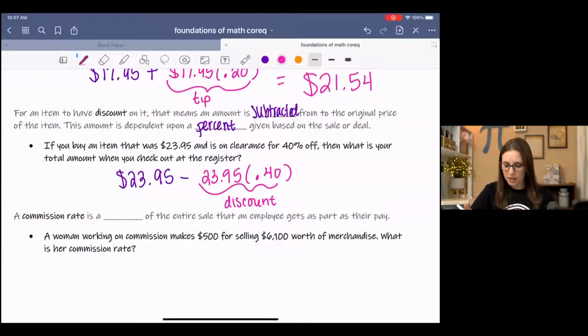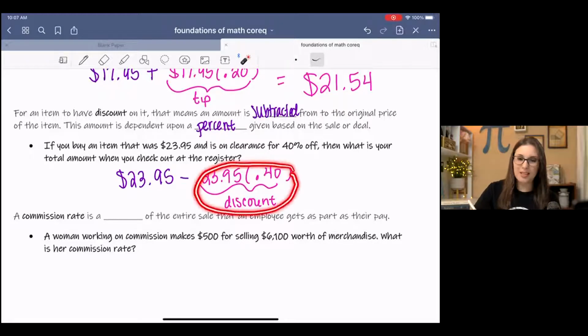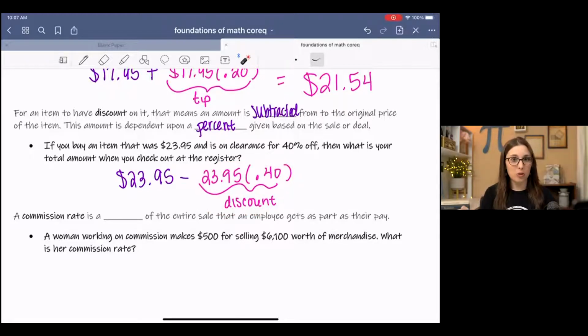So if you wrote an expression, it should look something like this, where we have our original amount minus, because it's discount, 40% of our original amount. And again, you can do a little bit of rounding. You can do $24 times 4, make that a dollar amount, subtract it off. Very simple. And this little piece here, the pink part, is the discounted amount. So that's the dollar amount that's being taken off of our original price.